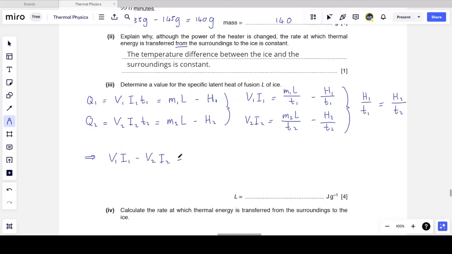And then I can write that in two significant figures as 330 joules per gram, which, if you know your values from your tables of specific latent heats, you'll know is roughly the latent heat of fusion for ice, 330 joules per gram.